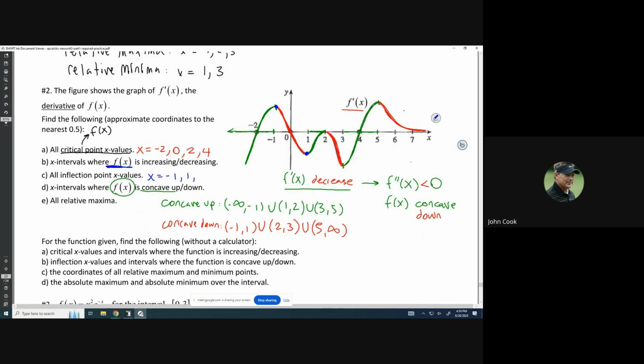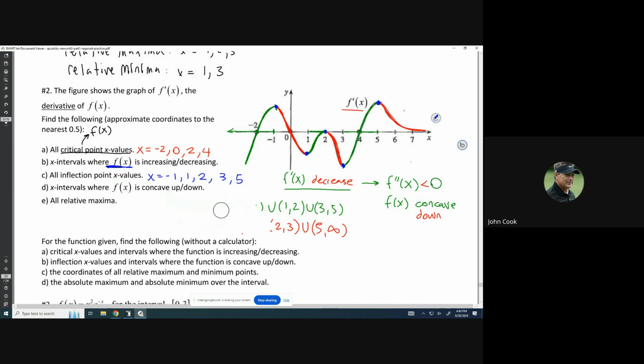So at 1. And then I've got another one right there, where it changes from concave up to concave down. So that's going to be at 2. And then another one right here at 3. We got a lot of inflection points. Then another one right there at 5. So those are all my inflection points, where it goes from concave up to concave down, or concave down to concave up.